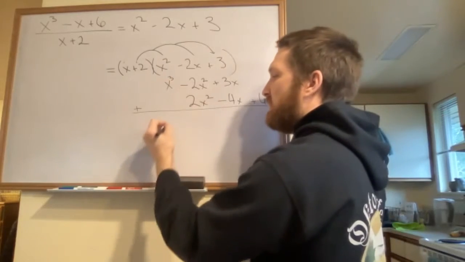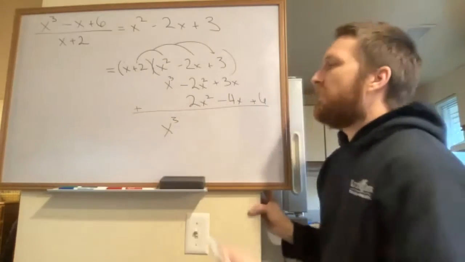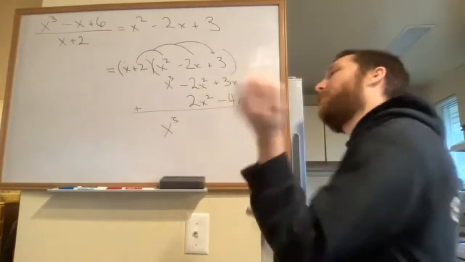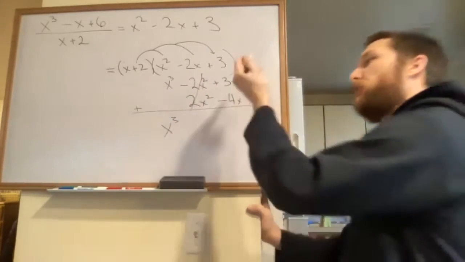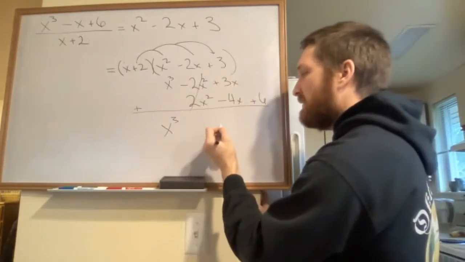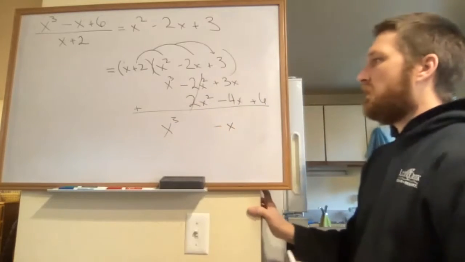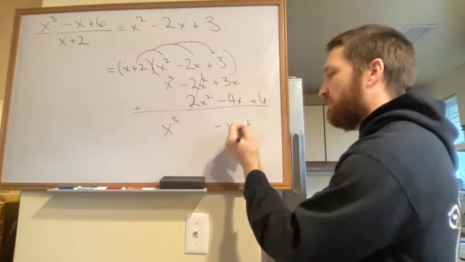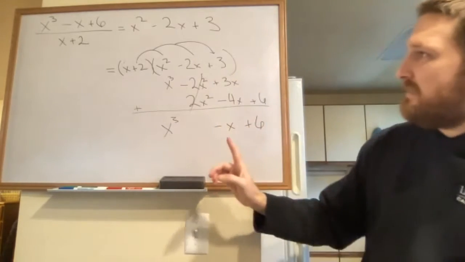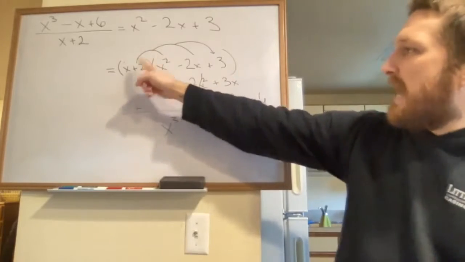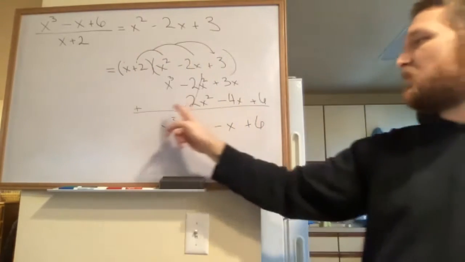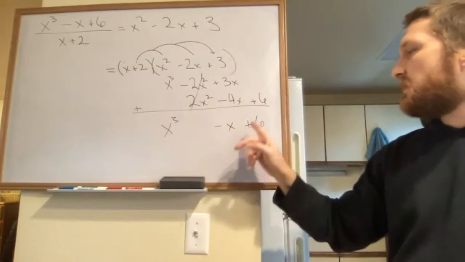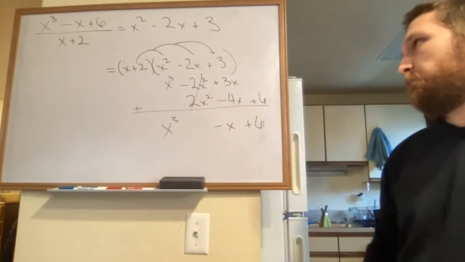X cubed stays x cubed. A minus 2x squared plus 2x squared is gone. I get a big fat 0. 3x's minus 4x's gives me minus 1x. Nothing plus 6 is plus 6. And I can see that, yes, this thing times that thing is equal to my original thing. That is x cubed minus x plus 6.